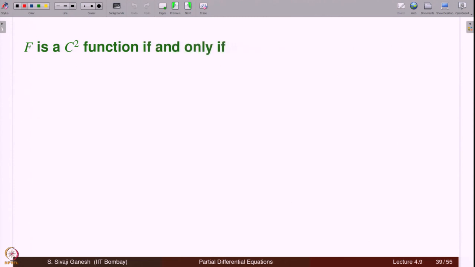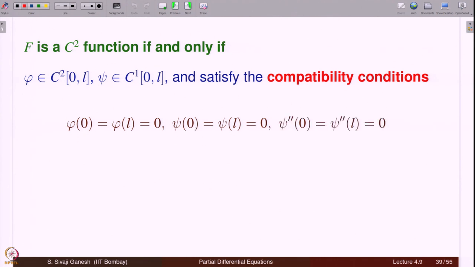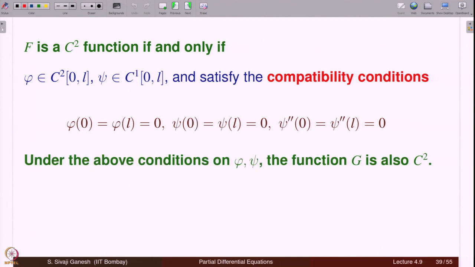So, f is a C2 function if and only if the following happens: phi and psi satisfy the following compatibility conditions. These are called compatibility conditions. Phi at the endpoints 0 and l is 0, psi is also 0 at the endpoints 0 and l, and so is psi double dash. Under the above conditions on phi and psi, the function g is also C2. So, we have a classical solution if phi and psi satisfy these compatibility conditions.